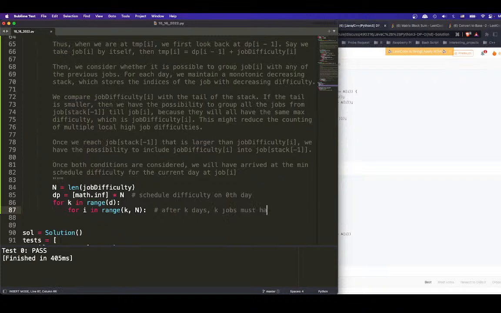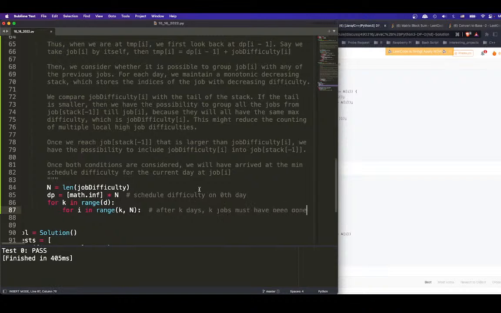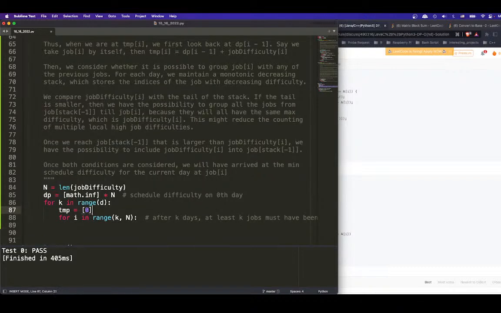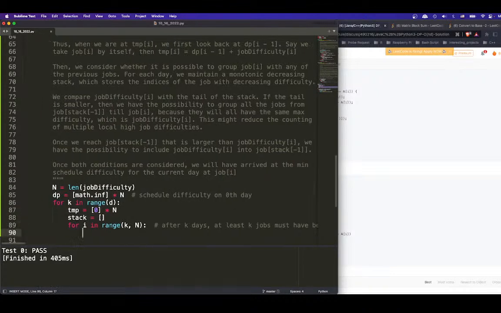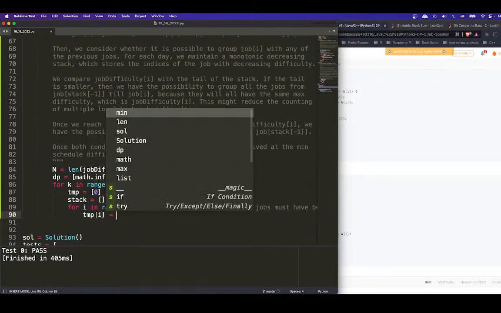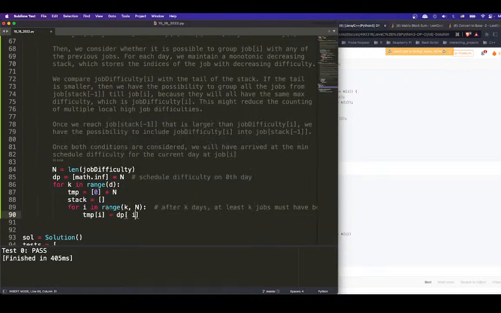At least K jobs must have been done, right? Okay, so with this, now can I say temp equals 0 times n, and I'll have a stack equal to this. Then we say temp[i] shall equal dp[i-1] plus job difficulty[i], and this will be multiplied by i larger than 0.